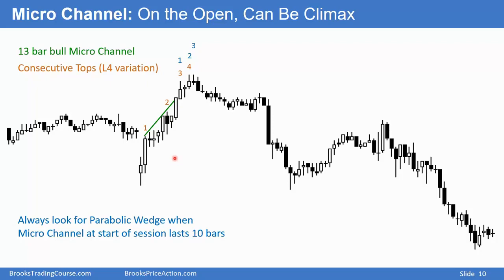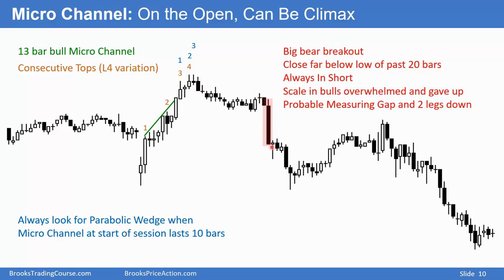You can call it a low 4 if you want. We tried to get a low 1, failed, tried to get a low 2, failed, and then we get a breakout, tried to get a low 1, failed, and then tried to get a low 2. It's a type of low 4. We have consecutive tops. We tried to get a low 2 top here, instead got a breakout, and then tried to get another low 2 top here, and succeeded.